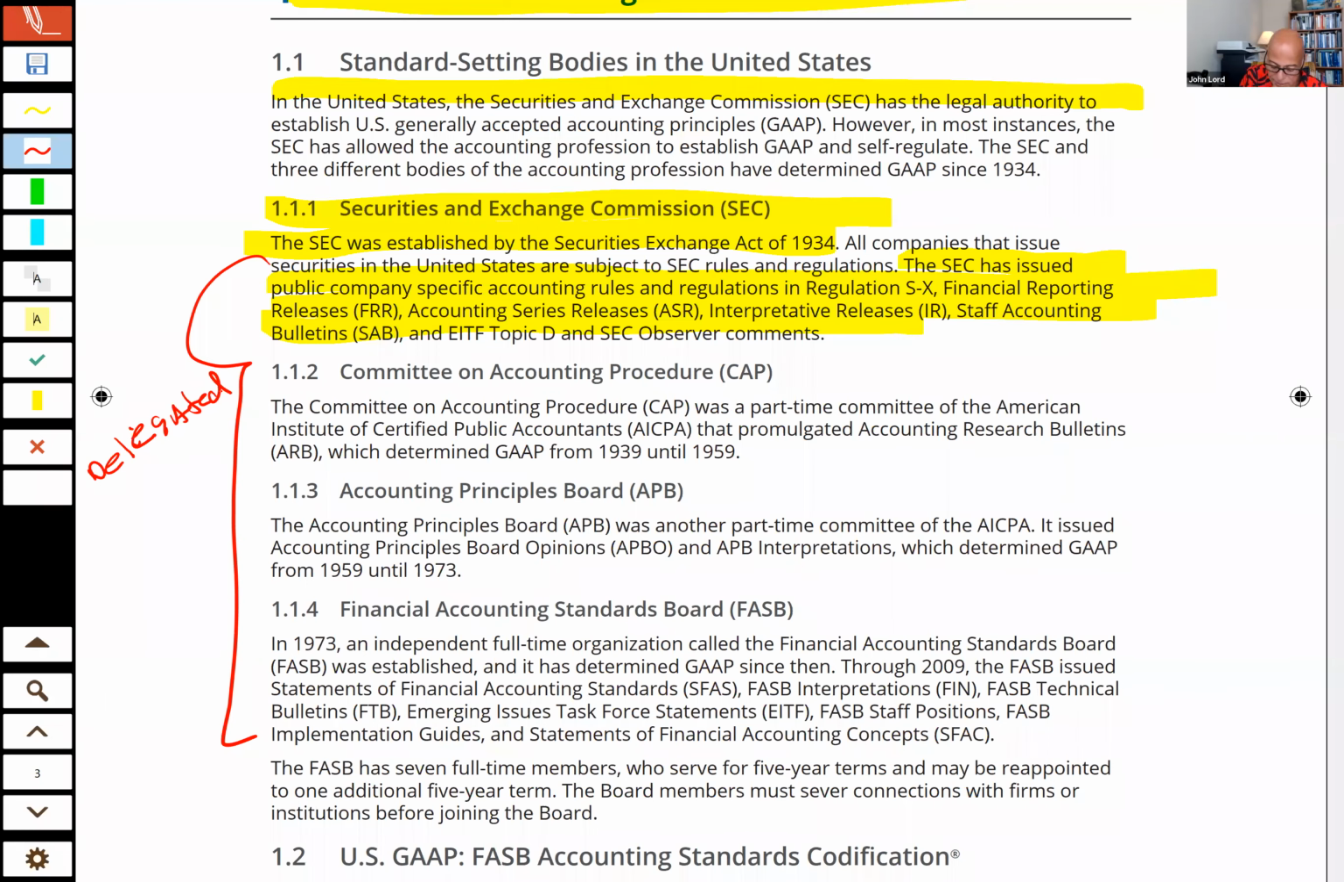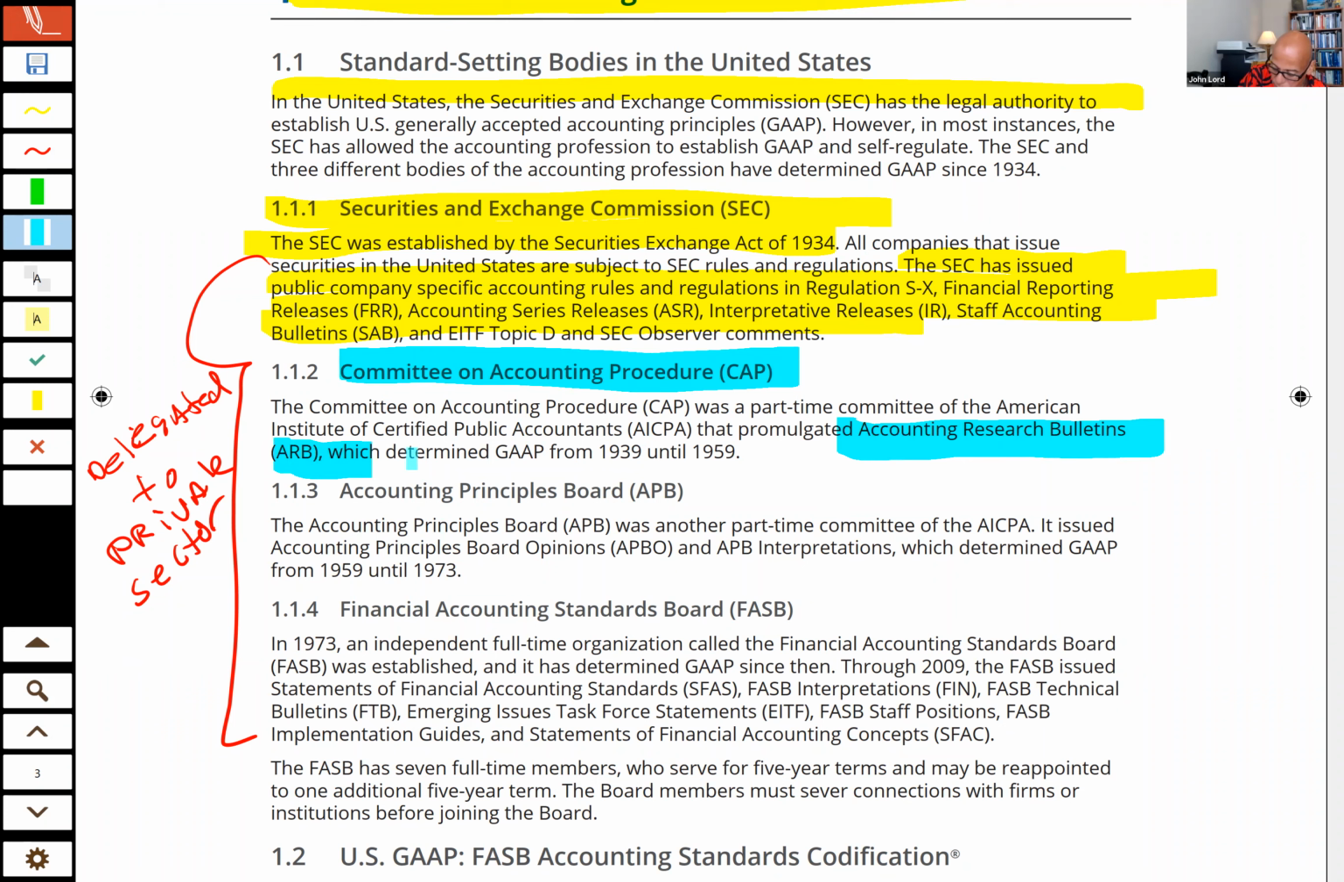So the SEC has delegated its authority to the private sector, and over the years, those organizations have changed. They started with the Committee on Accounting Procedures, which issued accounting research bulletins from 1939 to 1959, and they were part of the American Institute of Certified Public Accountants, the AICPA, the same people that write the auditing standards and write your exam, who for some time set the accounting standards.